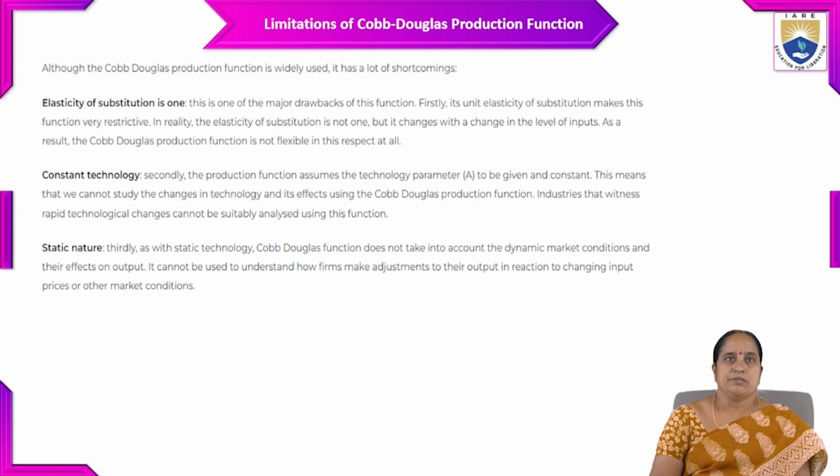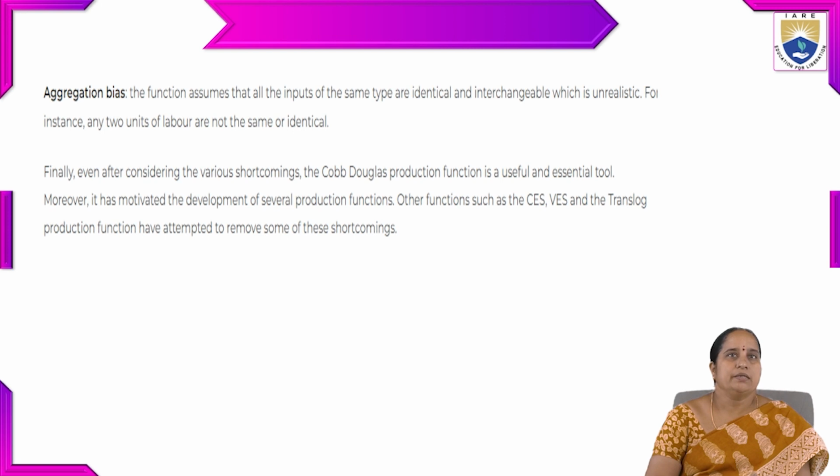Then the third one is static nature. As with static technology, the Cobb-Douglas function does not take into account the dynamic market conditions and their effects on output. There are so many factors that influence the production process, so it may not be considered static in nature. It never considered rapid technological changes and also the market conditions and their impact on overall output. So it cannot be used to understand how firms make adjustments to their output in response to changing input prices and other market conditions.